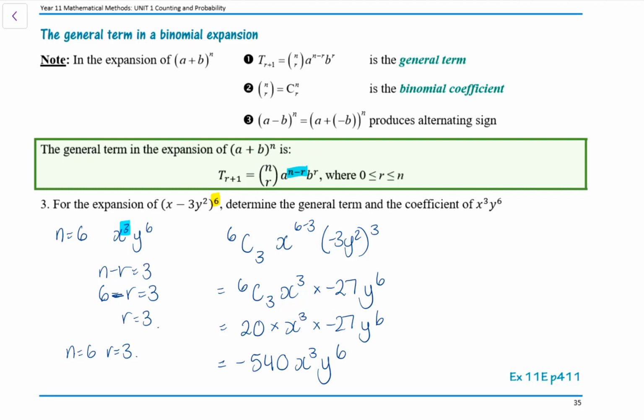Okay, so it said determine the general term. So the general term is negative 540 x cubed y to the 6, and the coefficient is negative 540. Okay, but I stress to you, you can expand these out like we did in the previous examples, and you don't need to learn this process. So exercise 11E, page 411.